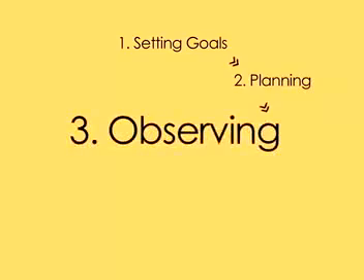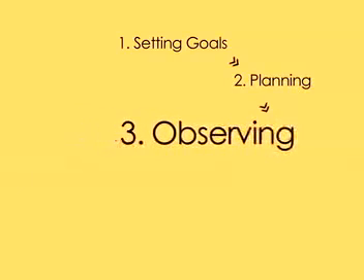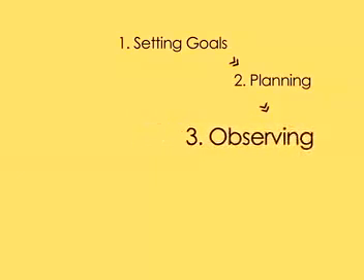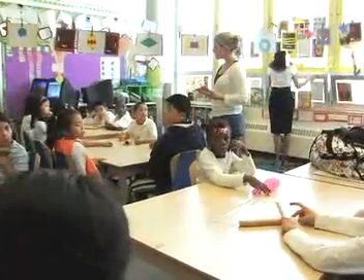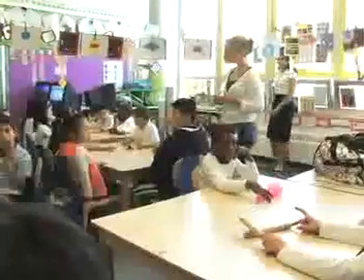The third step is observing the lesson. A member of the group teaches the research lesson to his or her students. The remaining group members and sometimes additional guests observe. The focus of observation is on the students' responses to the lesson, not the teacher's performance.